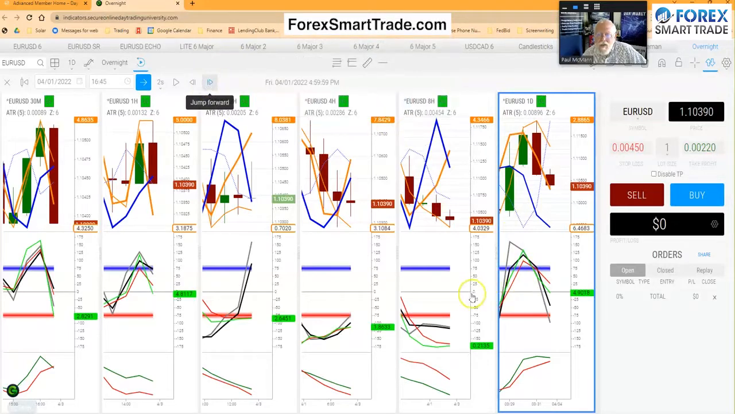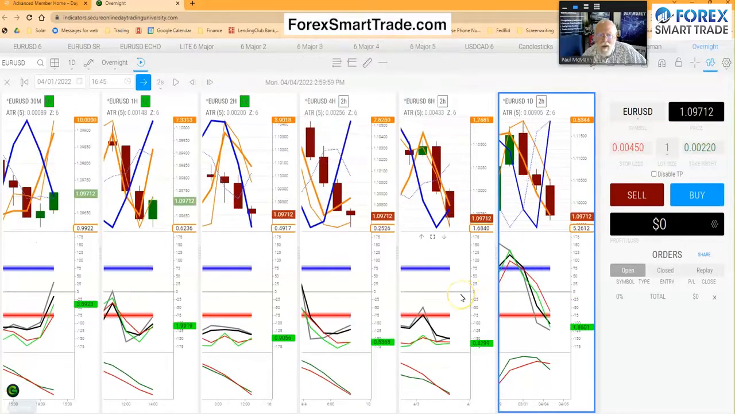All right, it's going a little slow. All right, so we're on Monday. So Monday, this is the signal. I am primarily looking on the day chart, and I want to see what the majors are doing.